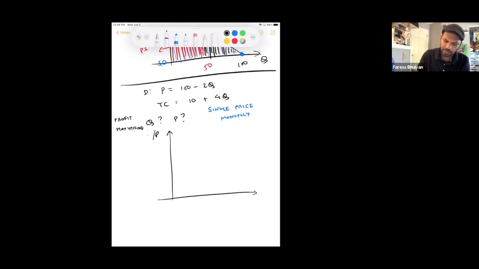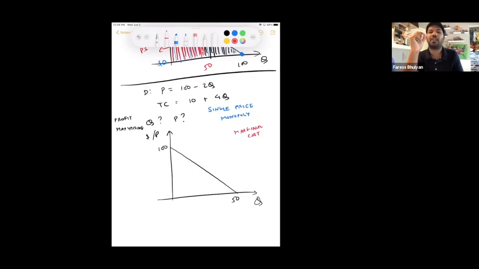Here we have price or dollars, and here we have quantity, and this is the demand curve. This number is 100, this number is 50, and we're trying to choose a point. And of course, now there's also cost curves involved. So the first thing I'm going to do is draw what we call the marginal cost curve here.